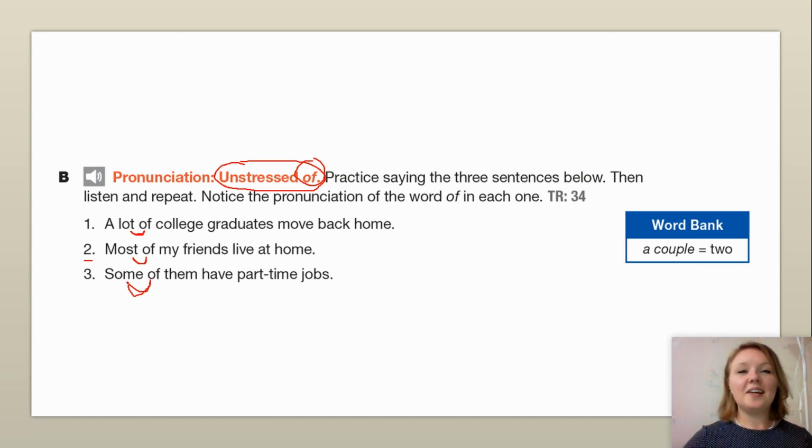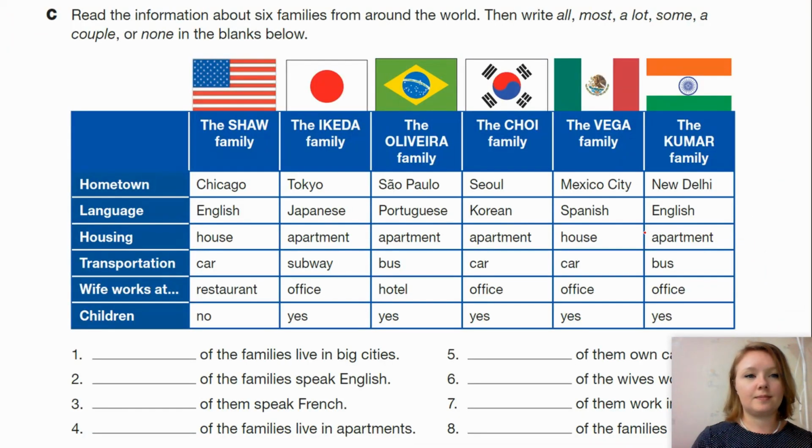Okay, got it? So when we use that quantity word and of, the sounds are linked: a lot of, none of, most of, some of, and so on. And just a key note here that when we say a couple, we mean two. I have a couple books right next to me. I have 2 books.